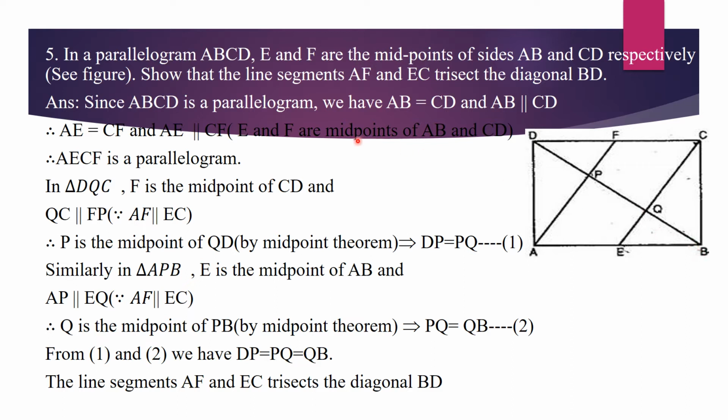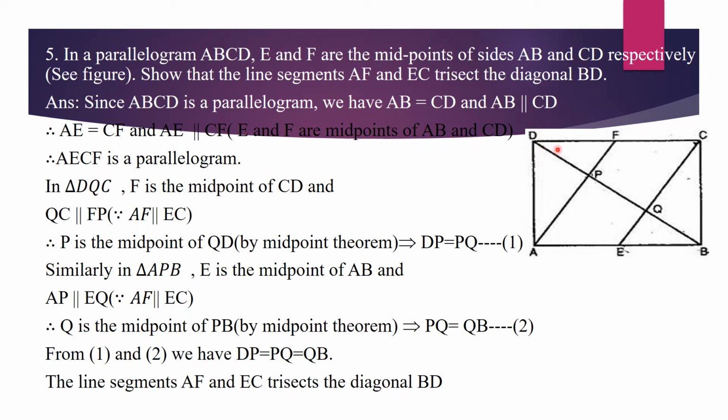For this, let us see AB equal to CD and AB is parallel to CD since ABCD is a parallelogram. Therefore, we can say AE is equal to CF and AE will be parallel to CF since E and F are the midpoints of AB and CD. A pair of opposite sides are equal and parallel. We call it a parallelogram. Therefore, AECF is a parallelogram.